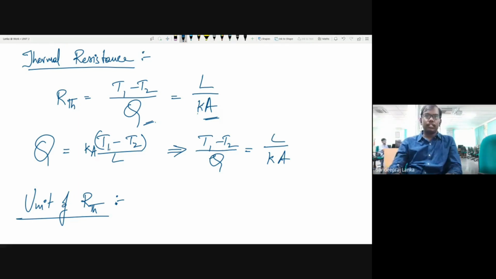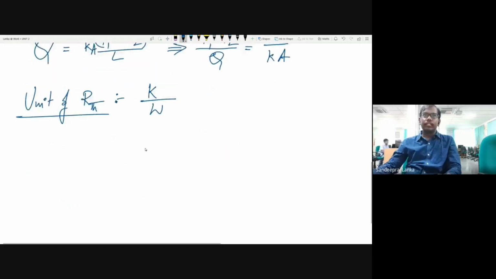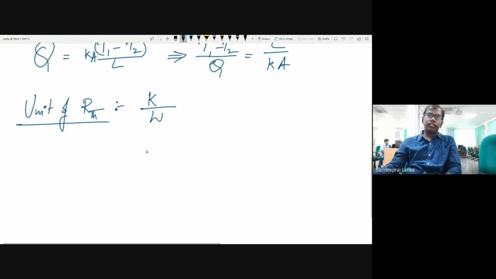It is Kelvin per watt. The numerator, the unit is Kelvin, and the denominator, the unit is watt. So it is Kelvin per watt. So the thermal resistance is measured in Kelvin per watt, right?